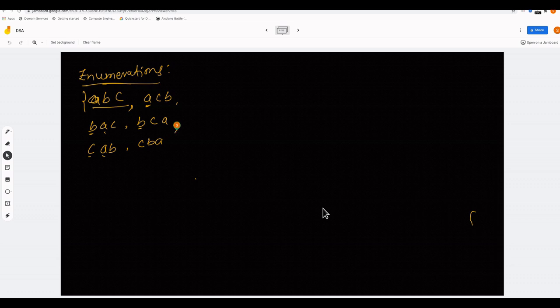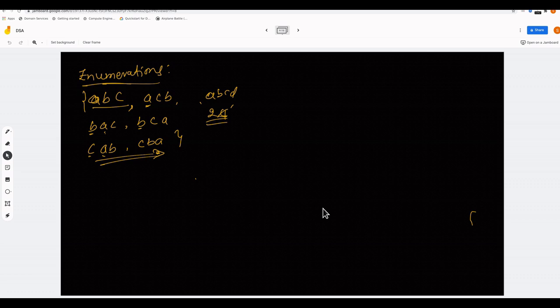Anyway, CAB, CBA, and of course there are no more possibilities. So we covered 6. Similarly, you can try for ABCD to generate the 24 combinations, which I'm not going to do here. The point here is to not miss anything, because we come across such enumerations in a lot of places in data structures and algorithms, and in fact in a lot of places in computer science. That's why I would recommend enumerations to start with.